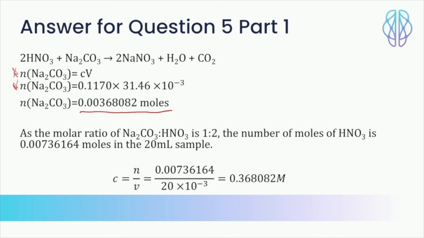So we diluted the acid down and we took a 20 milliliter sample and then we titrated that 20 milliliter sample. So the concentration is C equals n over V, n being the number of moles, so this value here, and V being the 20 milliliters in the 20 milliliter sample. So the concentration is 0.368082 molar after the dilution. So I need to find the concentration of the nitric acid before the dilution, and that's what we're going to do in the next slide.